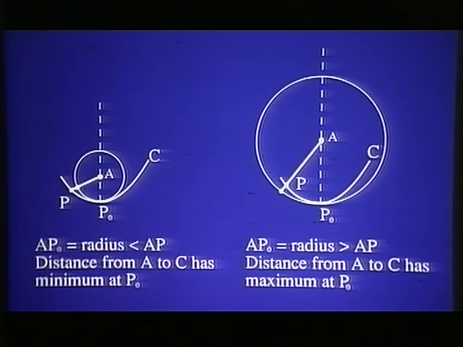So the distance AP0, which is the radius, is greater than the distance AP. In that case, as P moves along the curve through the point P0 out to the other side, the distance will increase and then decrease again, which means that it has a maximum. So as the point A, the center of the circle, moves up the normal, the distance from A to the curve starts out having a minimum at P0, and later on it has a maximum at P0. So something happens in between it having a minimum and having a maximum.